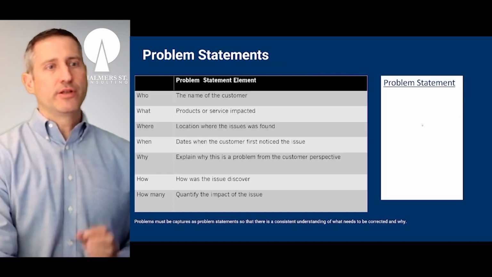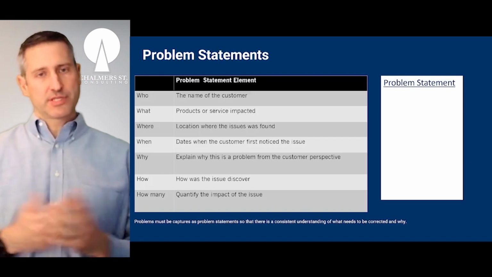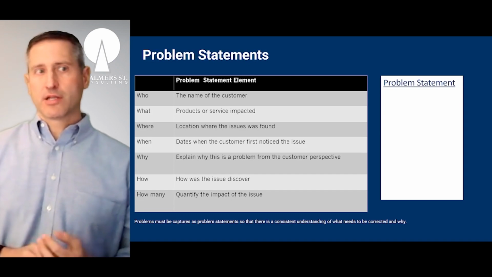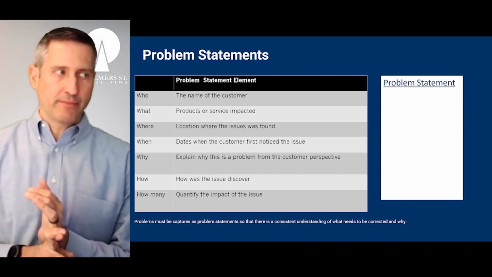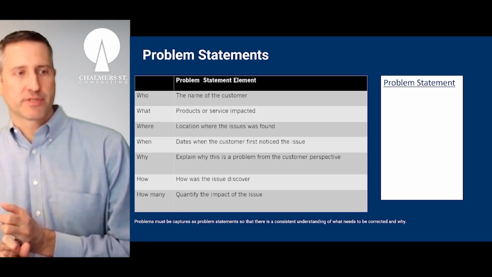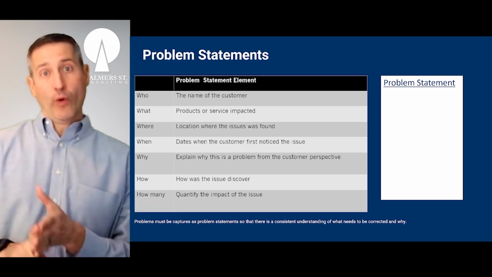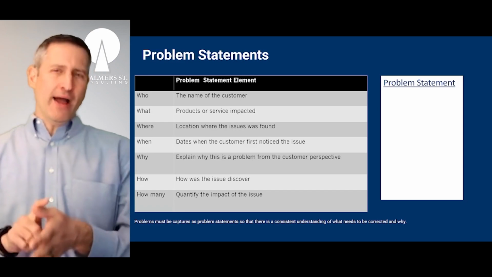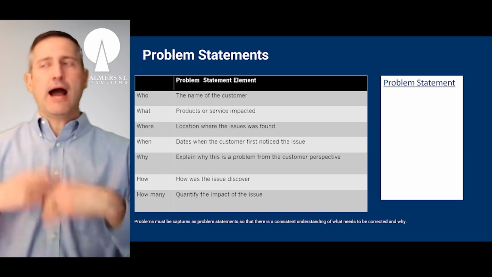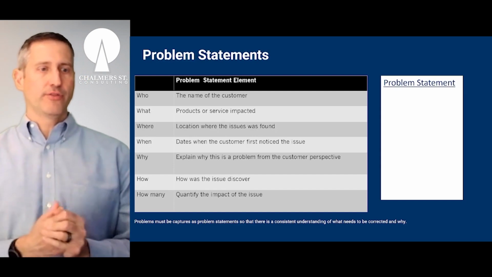And then once we see a problem, we need to write a problem statement. And that's what this template that you're in is all about. It's about understanding who is experiencing the problem, that's the customer. What product or service are they experiencing that problem on? Where is that problem discovered? When was it discovered? Why is it a problem for our customer? And how was it discovered? And how big is the impact, right? We want to understand all those things.